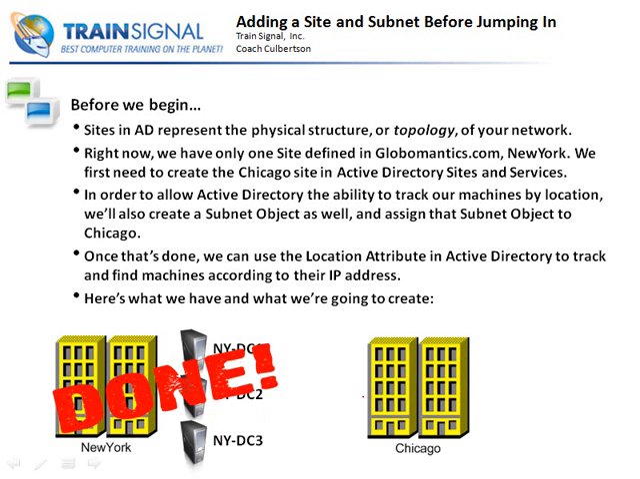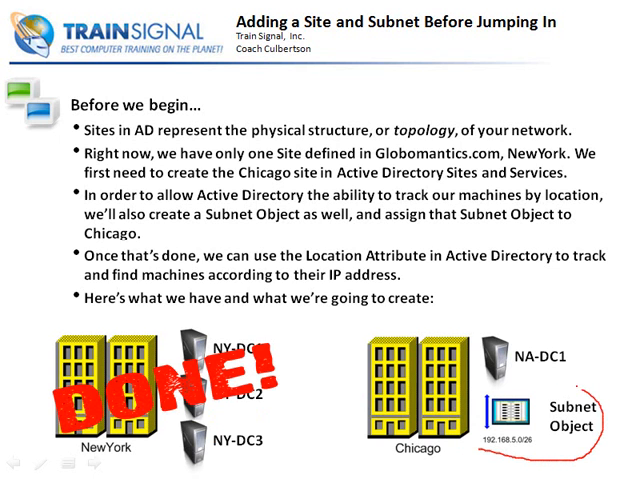So now we need to create another site for Chicago, and we're going to be putting our DC1 machine in Chicago. And then we're also going to be creating a subnet object, and we're going to be attaching it to Chicago, so that way Active Directory can track the locations of all the machines in Chicago according to their IP address. So it's a very cool little tool, and again, I'm actually going to show you how this is all done step by step. You can see the end results here as well.